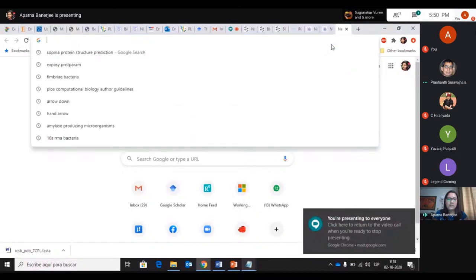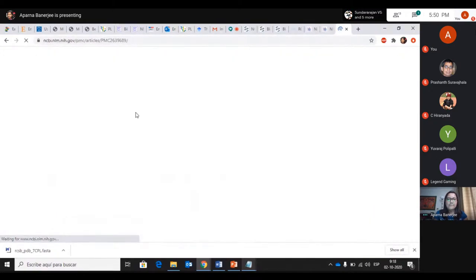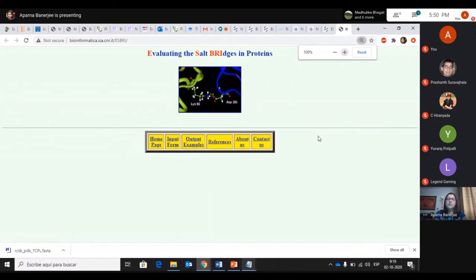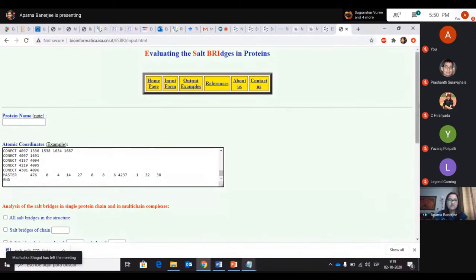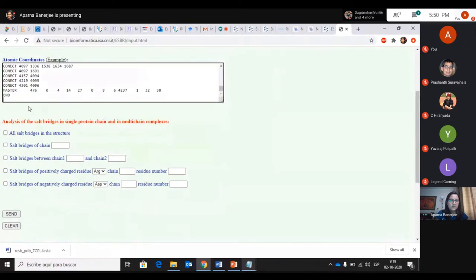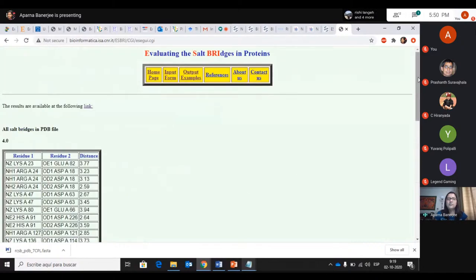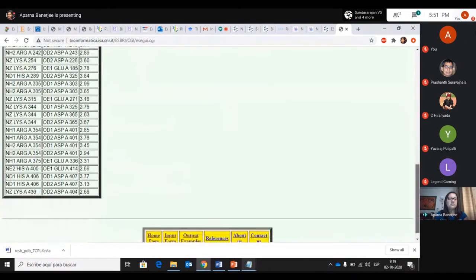Okay. So let's go to ESBRI. There is an input form in ESBRI, and if we just put the coordinates here, it will give all the salt bridges in the structure. Look, it will show us all the residues, lysine, glutamic acid, arginine, asparagine, and also the position, the distance of the salt bridges, and all the salt bridges present in that particular protein structure.